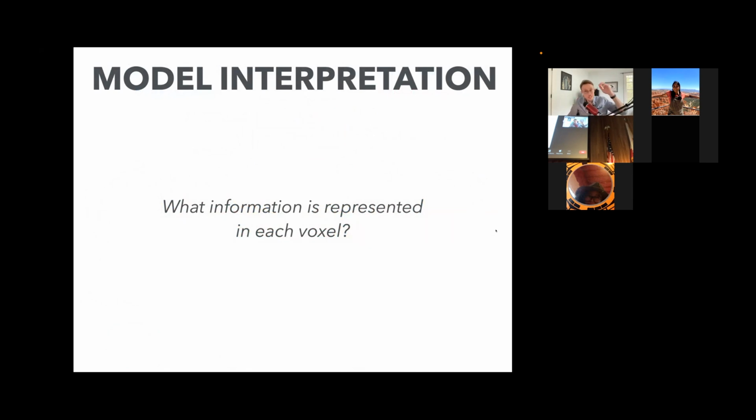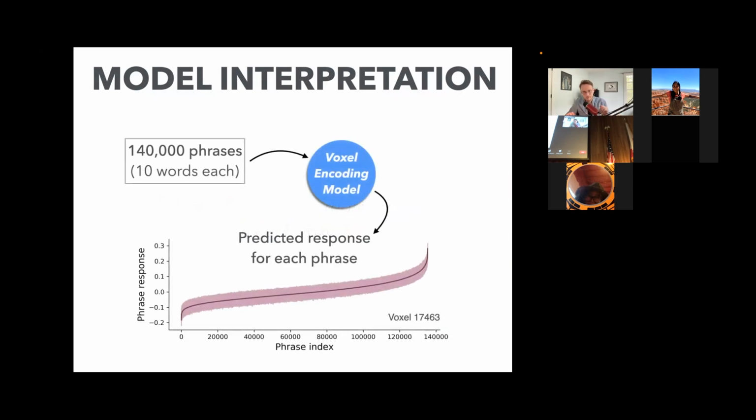With our old models, this was a simple question to answer, because we could just look at what were the words that had the highest score for each voxel. But here we don't really have that luxury, unfortunately, because it's not looking at single words, it's looking at phrases. So we have to do something slightly different. What we did looks like this.